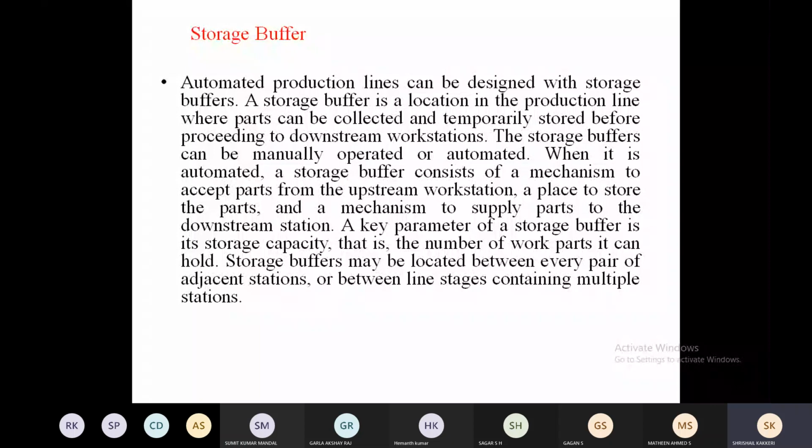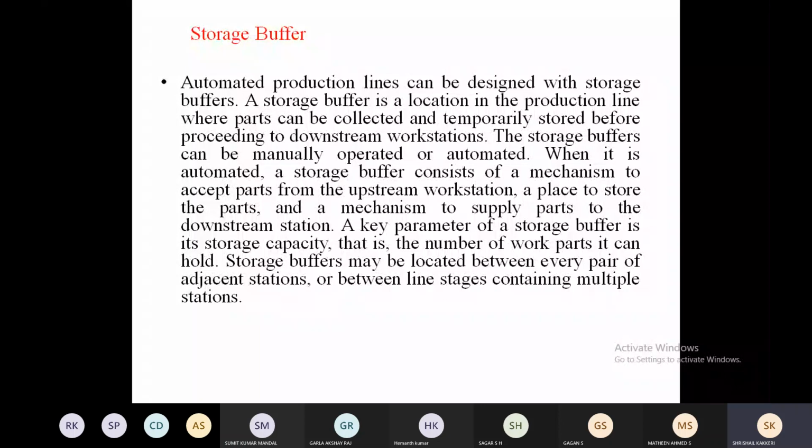Operation time of workstations, one thing. The second one is to avoid the blocking of station and starving of station. To avoid this, what happens? Or when some of the workstations have come for maintenance in between, at that particular time, the part which is required for the other machines can be given by a storage buffer.